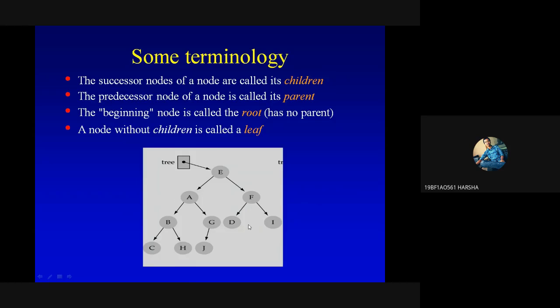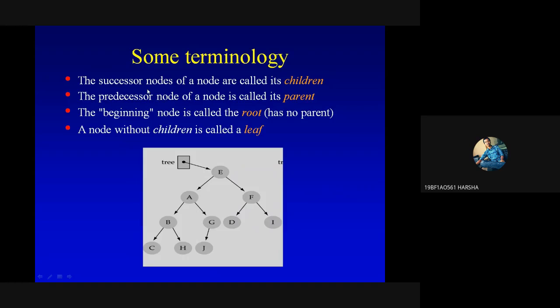The predecessor nodes of a node are called its parents. Predecessor means the previous one. For A, before A we have the E node, so E is the predecessor, the parent of A. For F also, previously we have node E, so F's parent is E. Likewise, for B, A is the parent. For G also, A is the parent. For D, F is the parent. For I, F is the parent.